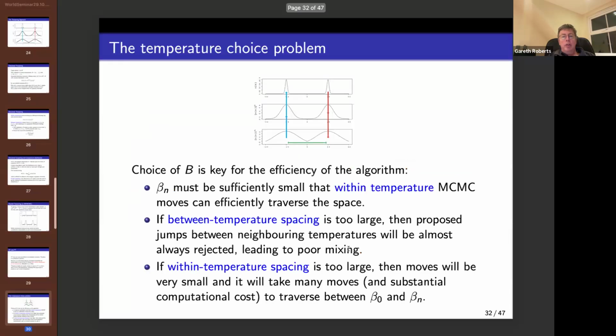Okay, so we're going to just look at a simulated tempering example, and we're going to look at this kind of mixing problem from going down from the temperature of interest to the very hot temperature and then going back up.